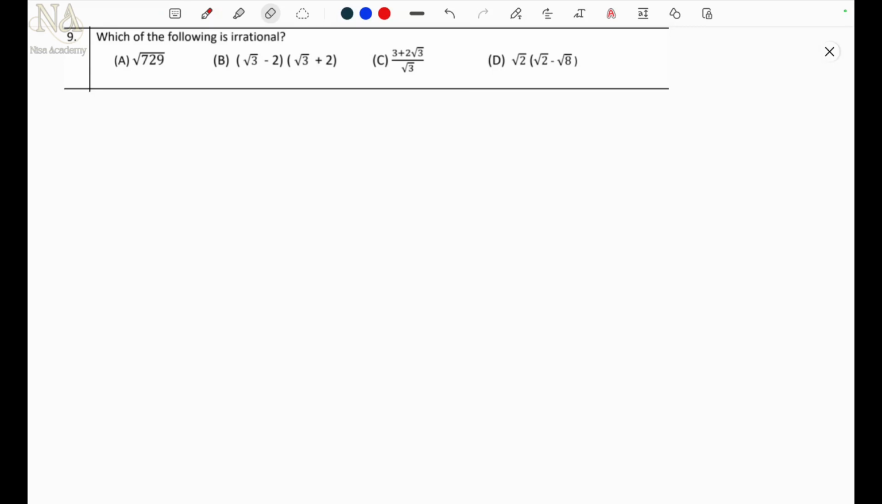Ninth problem. Which of the following is an irrational number? What is an irrational number? One which you cannot write in the form of p upon q, which is not rational. Okay. So let's go through the options one by one. First option, A: root of 729. Let's see whether we can find it.